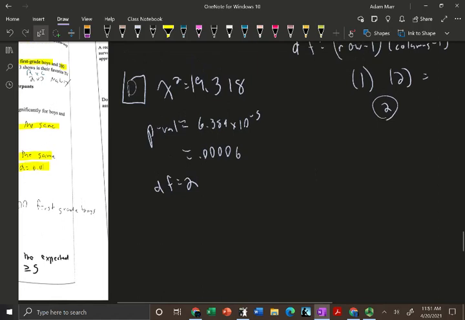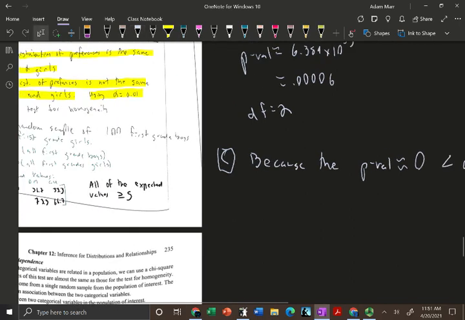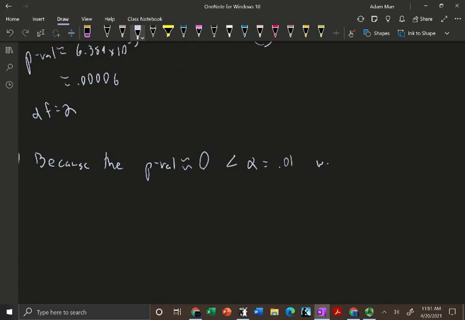Okay, and now we go to conclude. Right here, because the p-value, you can put 0.00006 if you want, or since that's so many zeros, I'm going to put these two squiggly lines, which mean approximates to 0, is less than alpha, which was 0.01. We will reject the null. The p-value is low, so we're going to reject H sub 0.